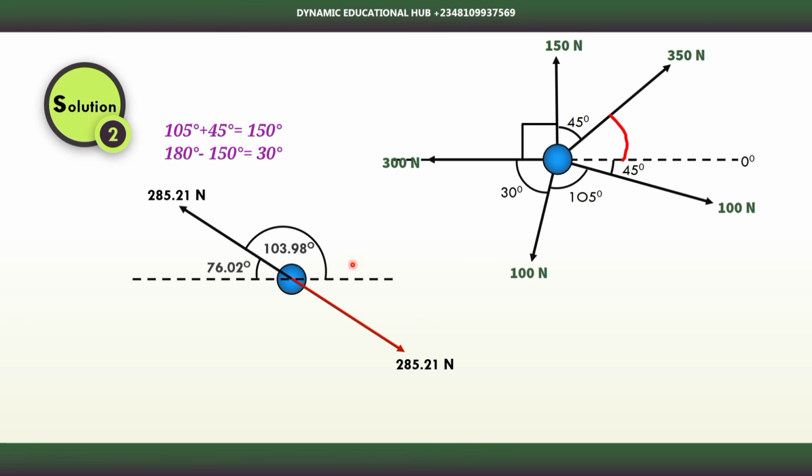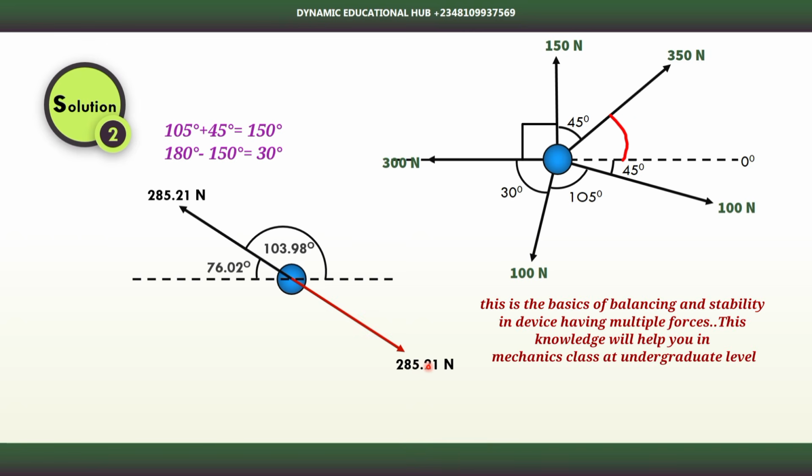This is the resultant and this is the equilibrant. The same magnitude, different direction. That is how to solve a question like this.